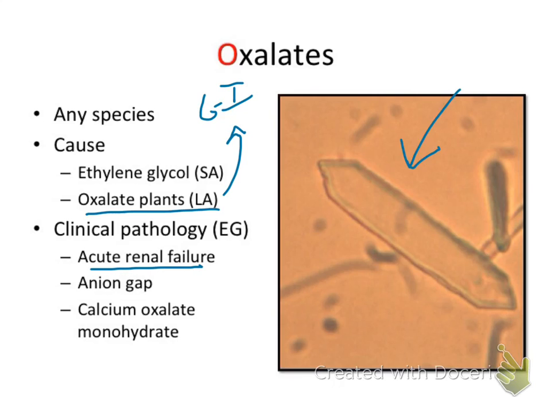Laboratory findings of ethylene glycol toxicosis include acute renal failure, an increased anion gap, and calcium oxalate monohydrate crystals.